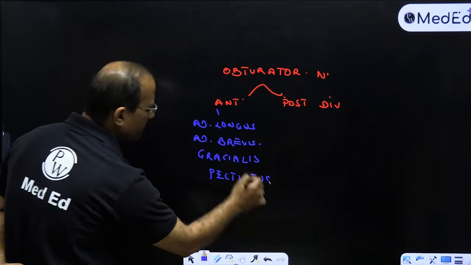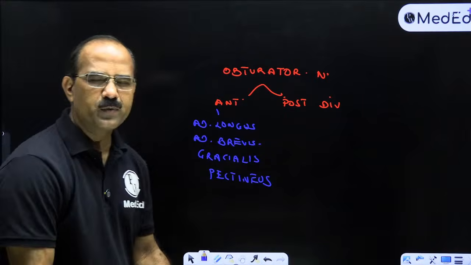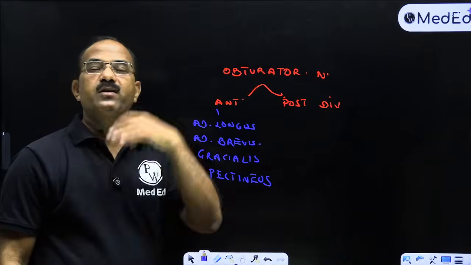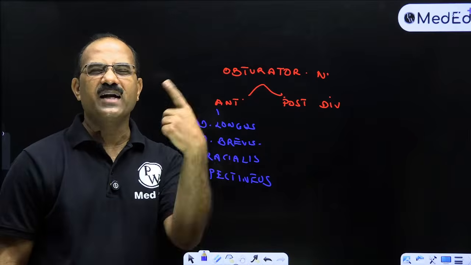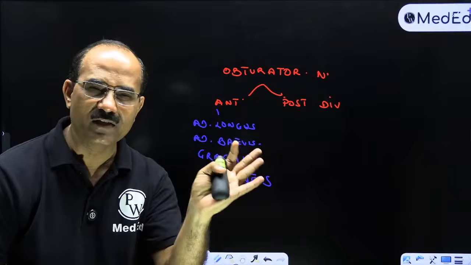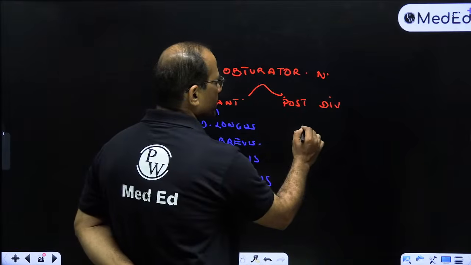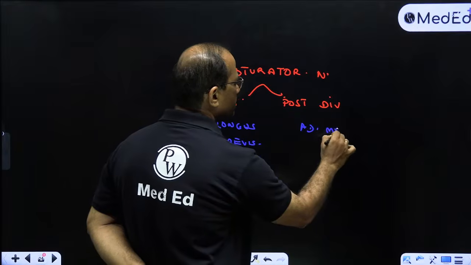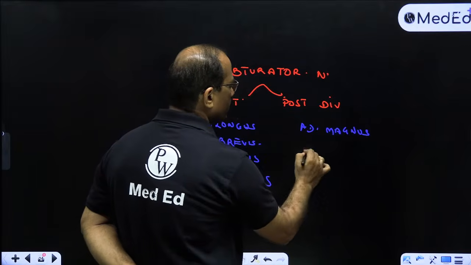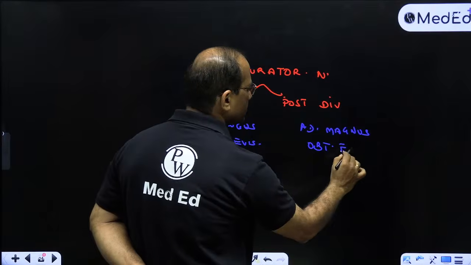ये MCQ में नहीं है, I am just telling you an extra thing. So anterior division of obturator nerve क्या supply करती है? Adductor longus, adductor brevis, gracilis and pectineus, pectineus का medial half. Posterior division of obturator nerve क्या supply करता है? Adductor magnus and obturator externus.